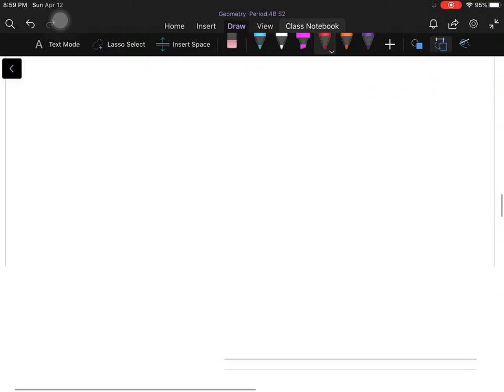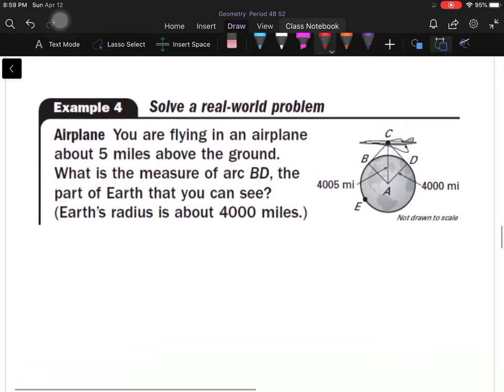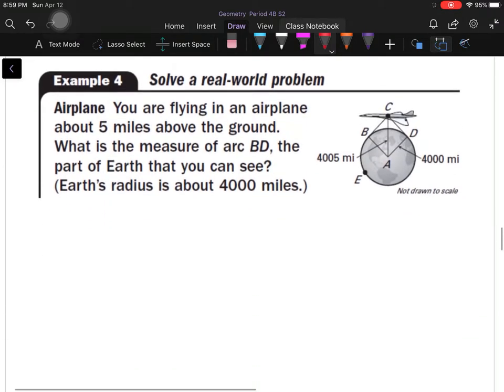Okay, the second example is going to be a review of some of the things from the trig chapter, and then just going through and reviewing what we talked about at the beginning of this chapter. So it says you're flying an airplane about 5 miles above the ground. What's the measure of arc BD, the part of the Earth that you can see? They say Earth's radius is about 4,000 miles. So they want us to calculate this arc here.